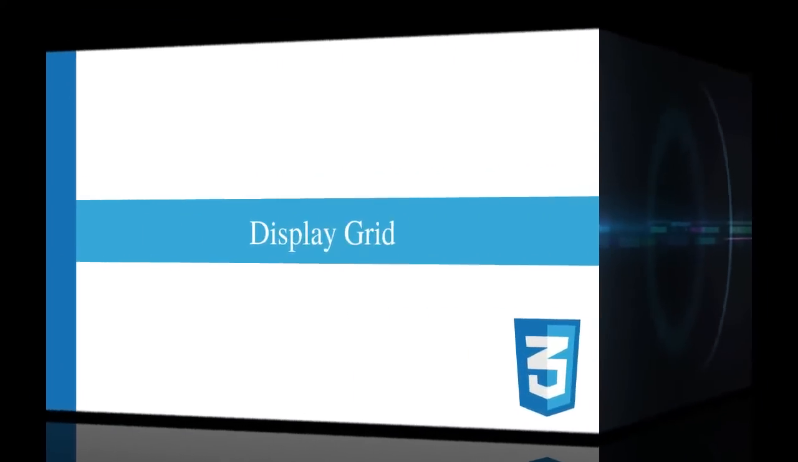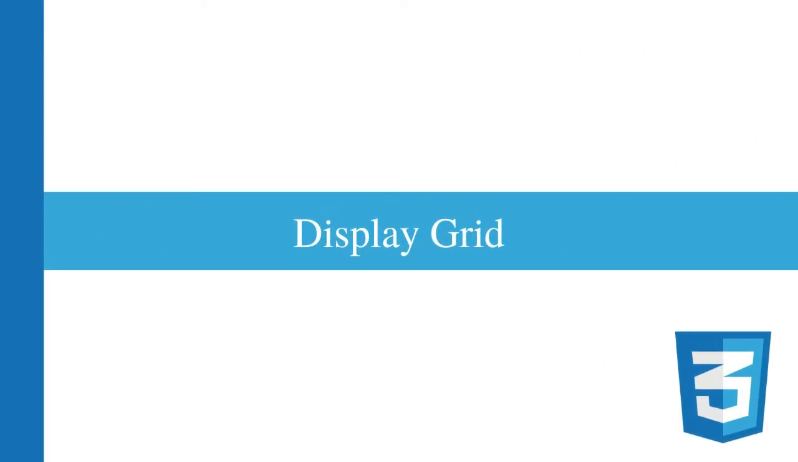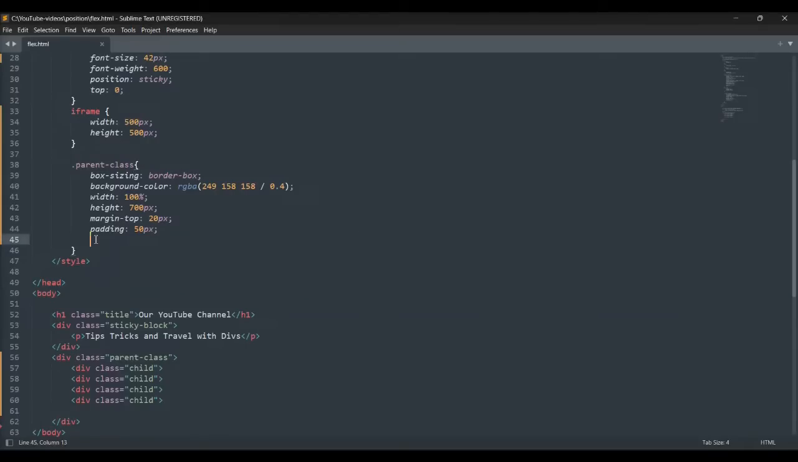Now we will discuss grid. The grid layout model offers a grid-based layout system with rows and columns to make it easier to design web pages without having to use float and positioning. The display grid property is used to divide a block into a number of columns and rows.